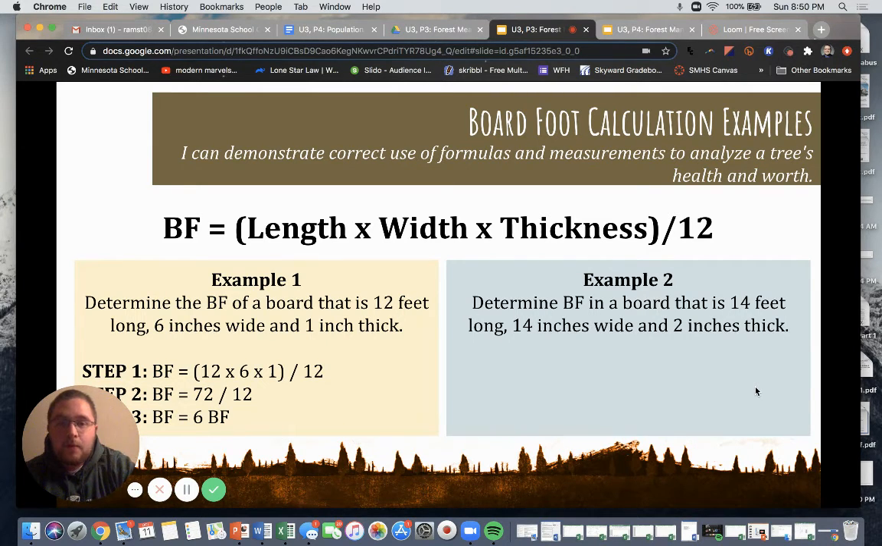Determine board feet in a board that is 14 feet long, 14 inches wide, and 2 inches thick. So hit pause and work through this on your own.